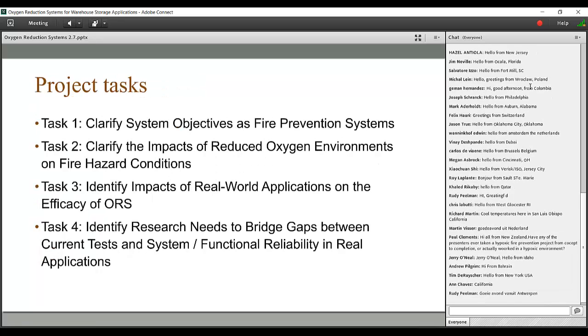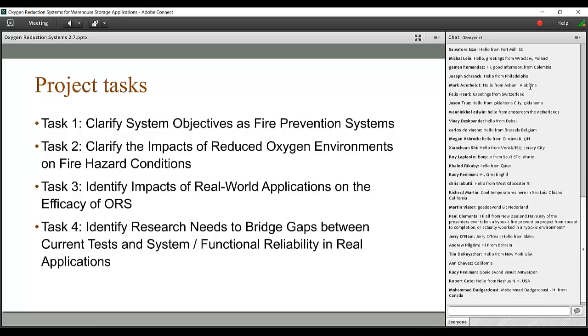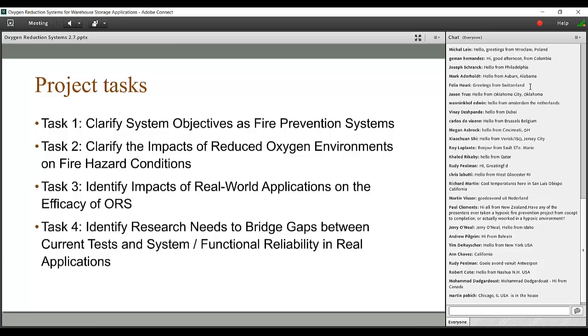We divided this project, as you could already quickly see in the presentation overview, but I'll go through them one by one, into 4 tasks. We first started with clarifying the system objectives as fire prevention systems. We also clarify in the next step, task number 2, the impacts of reduced oxygen environments on fire hazard conditions.